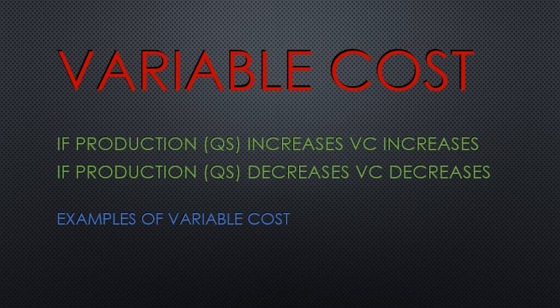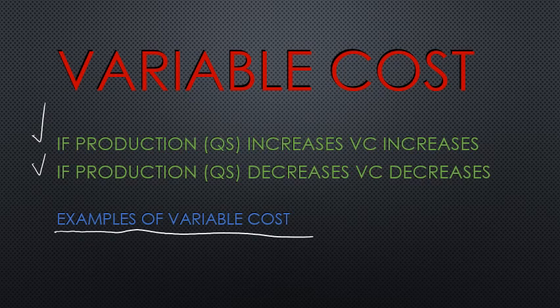Variable cost. So how do we characterize variable cost? Well, unlike fixed cost, variable cost is indeed dependent on the level of production. So if production increases, well, then variable costs are going to go up. And if production decreases, then variable costs are going to go down. I guess the best way to move forward with this is to give you some examples of variable cost.